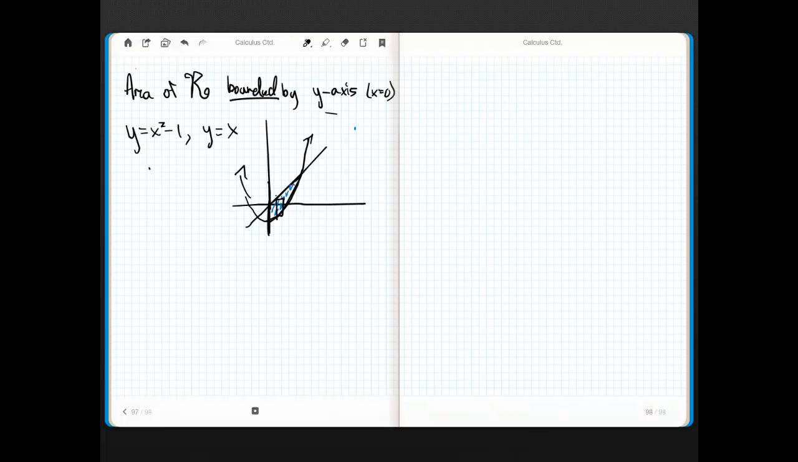Now ask yourself, which function is bigger on this interval? Well, I need to know what the interval is first, right? I'm definitely building rectangles from x equals 0, but I need to know what point this is. How do I solve for that point? It's easy. I set these two equal to each other, right? So I go x squared minus 1 equals x. I'm going to go x squared minus x minus 1 equals 0. You agree with that? And nothing to it.